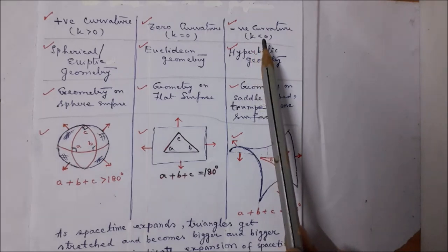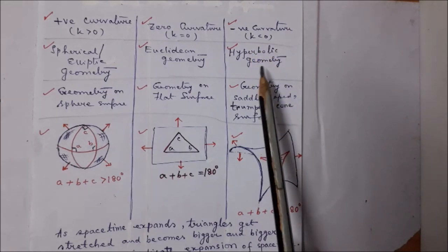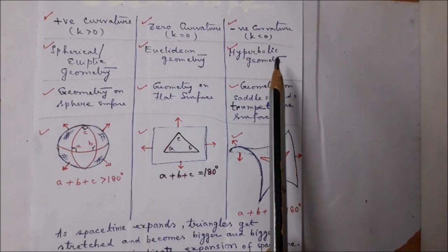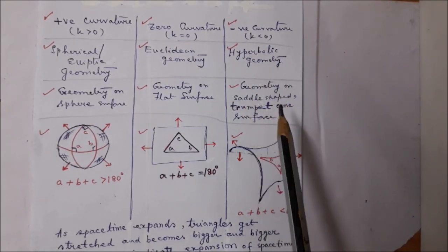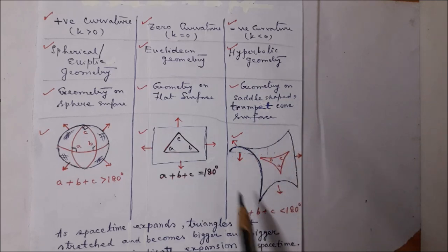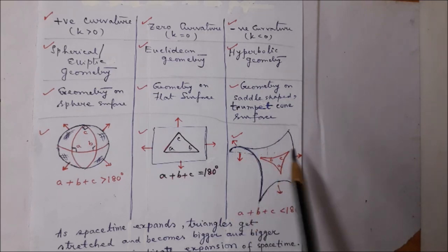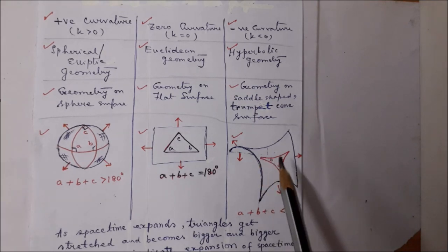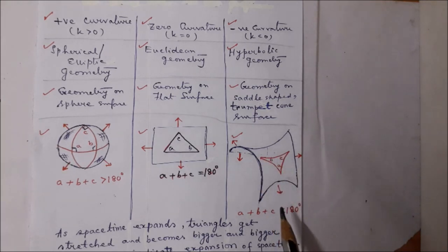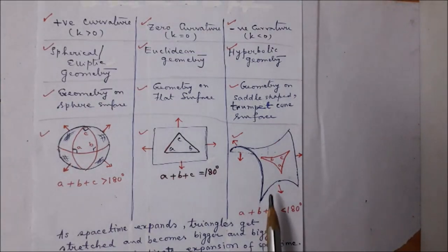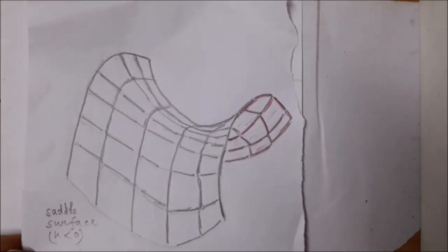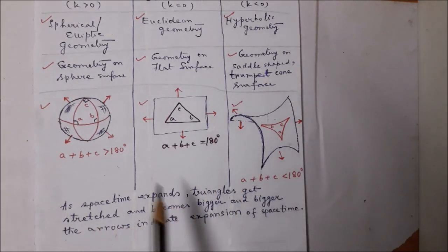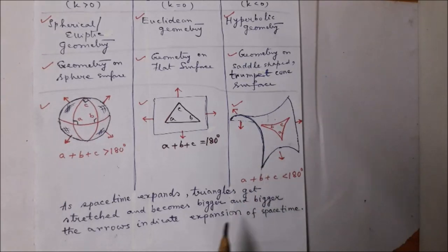If the universe has negative curvature, then the geometry it satisfies will be hyperbolic geometry, and it will be the geometry of a saddle shaped or trumpet cone surface, somewhat like this. And here if we draw a triangle, this triangle will contain three angles, the sum of which is less than 180 degrees. The saddle surface will be like this. As space-time expands with time, these triangles get bigger and bigger.